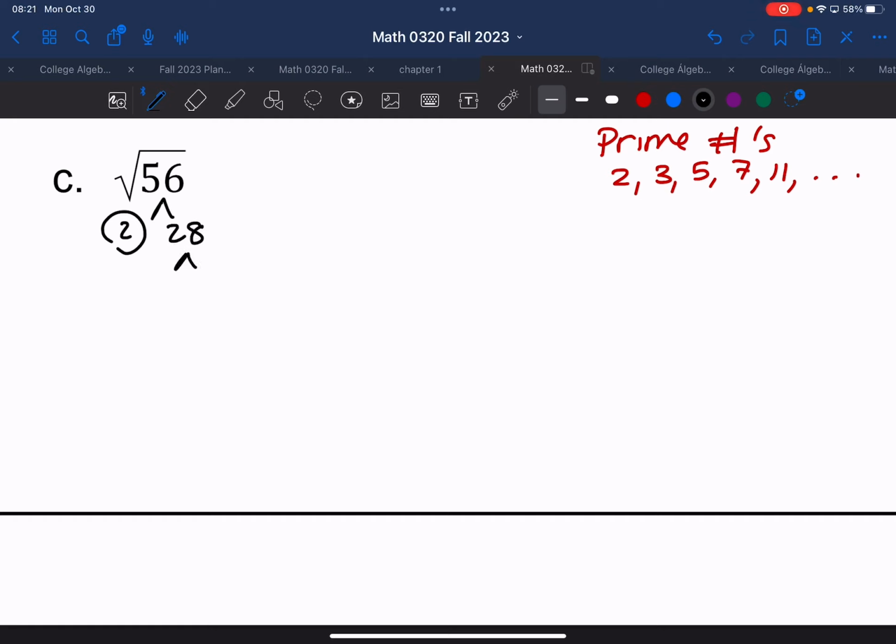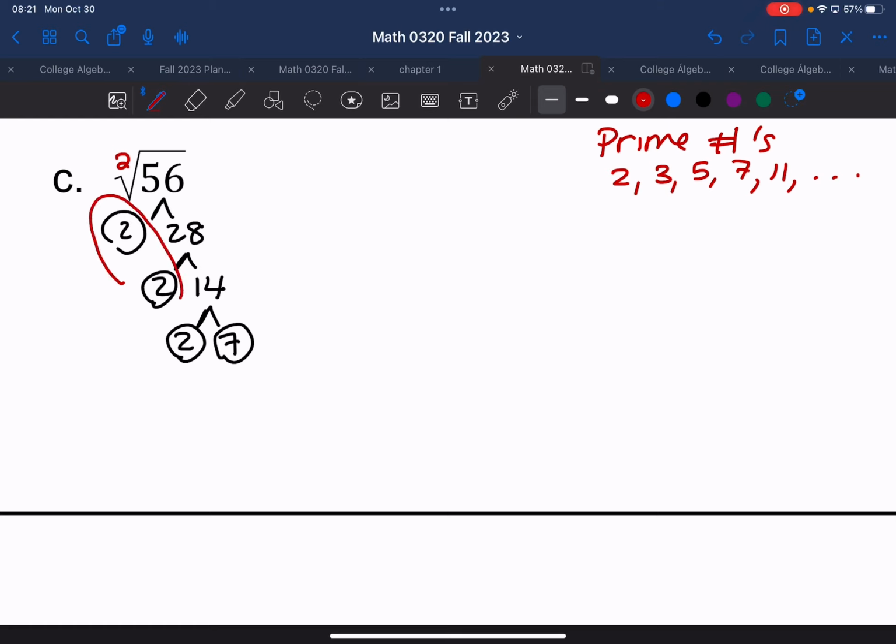What prime number goes into 28? 2 goes in 14 times. What's next? 2 goes in 7 times. Is 7 prime? So we circle it. That means we're done. We ended with 2 prime numbers. Since this is the square root, we're going to be circling pairs of what? 2. Because remember, on the square root, we have that imaginary 2 there. So we are circling pairs of 2.